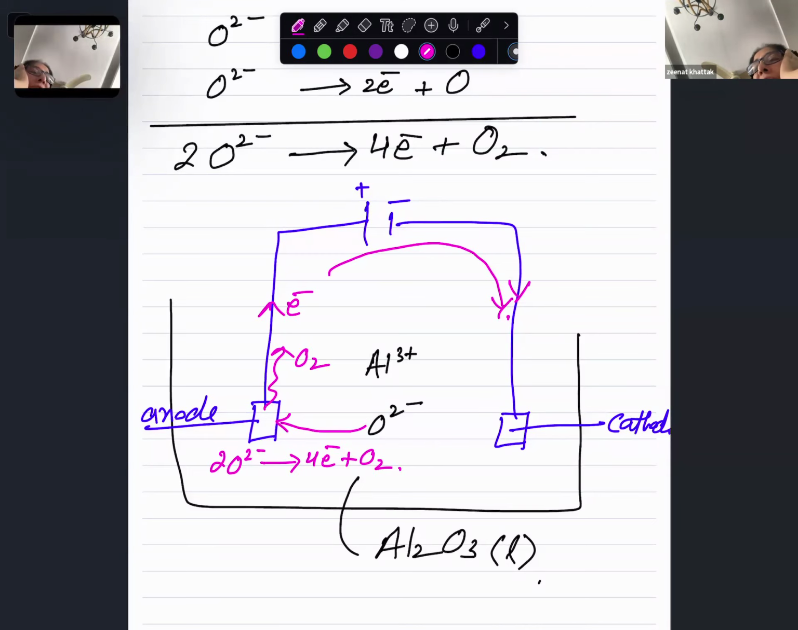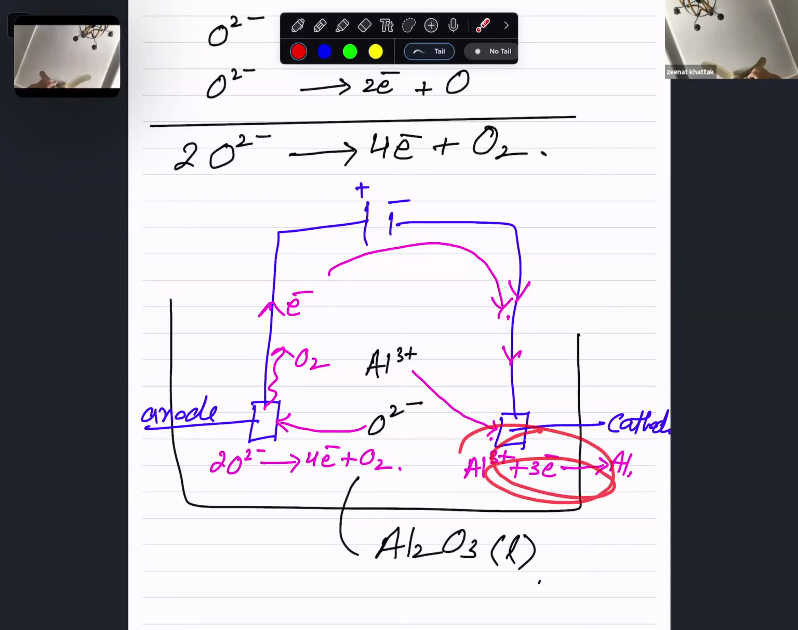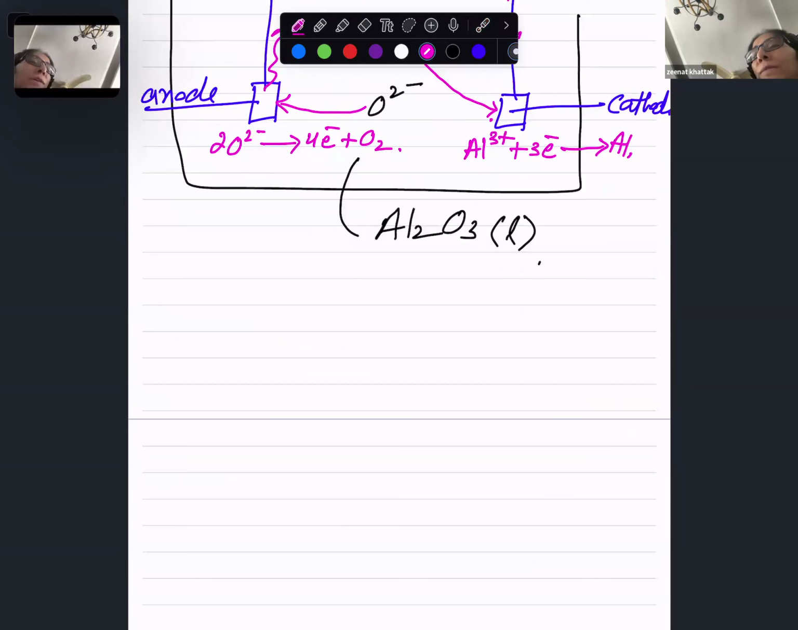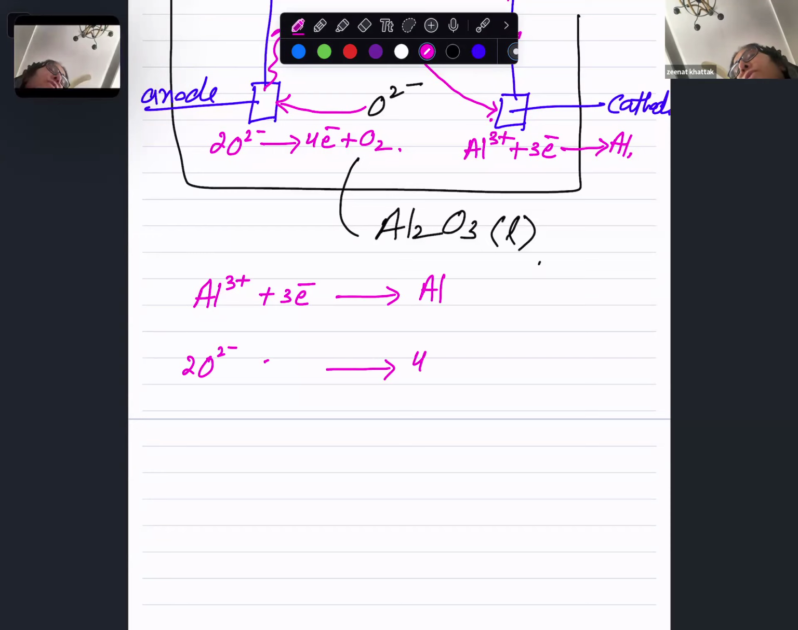Keep in mind, in the external circuit, from positive to negative, the electrons are coming all the way to the cathode. They are gained by what? Aluminium. It will gain 3 electrons, making aluminium metal. So, aluminium metal at cathode, oxygen gas at anode. The oxide ions are losing 4 electrons, making bubbles of colorless gas.